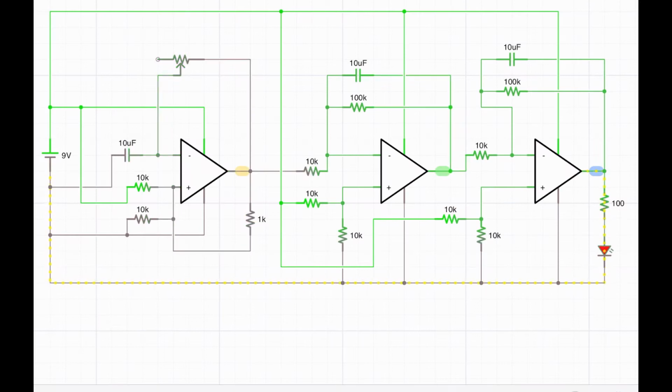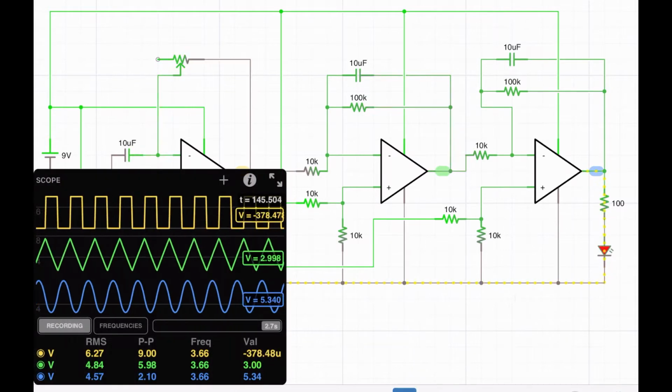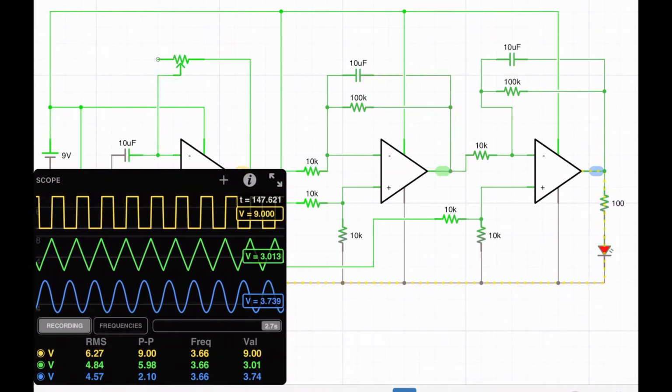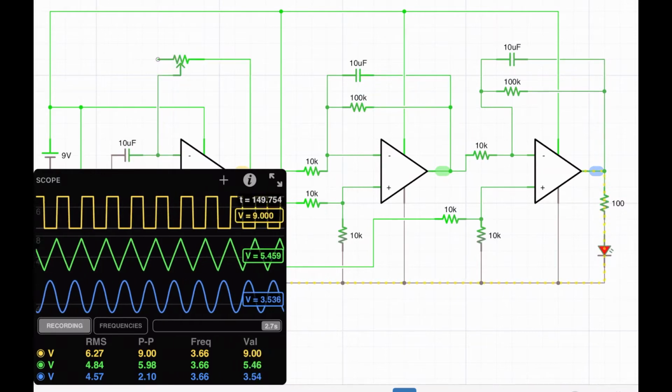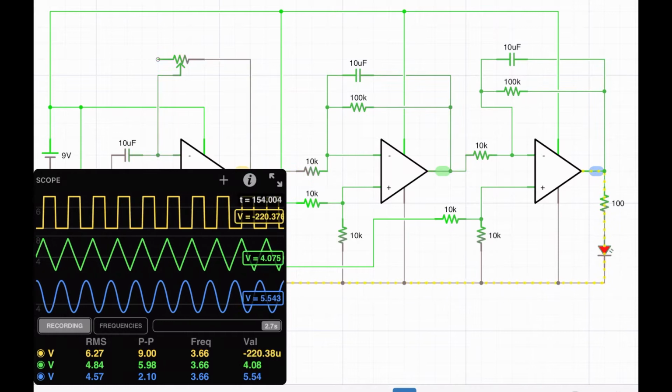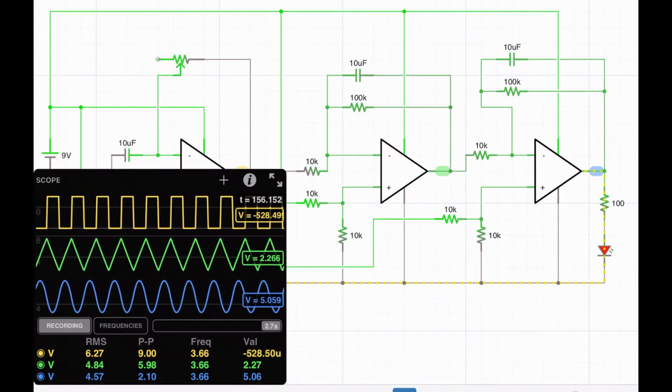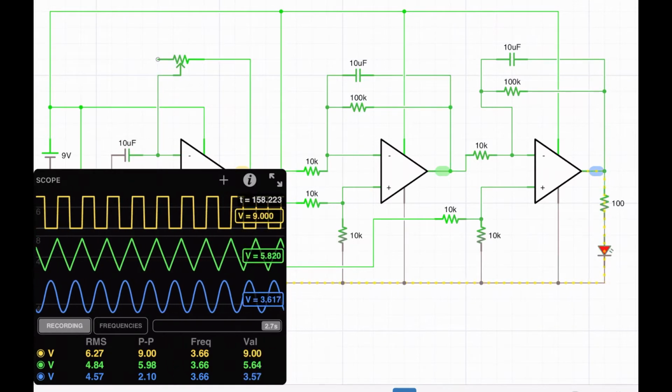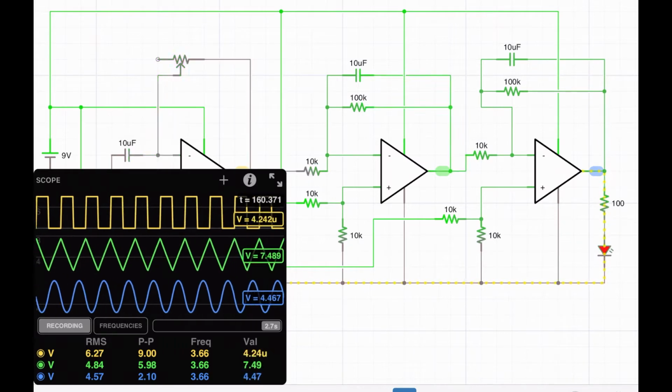So here's the circuit working on iCircuit as a simulator. You can see that you've got the square wave coming out of the first op amp. And then if we look at the signal coming out of the first integrator, it produces that triangular wave, and then we feed that into the second integrator, and that produces a sine wave. All right, so let's build it.